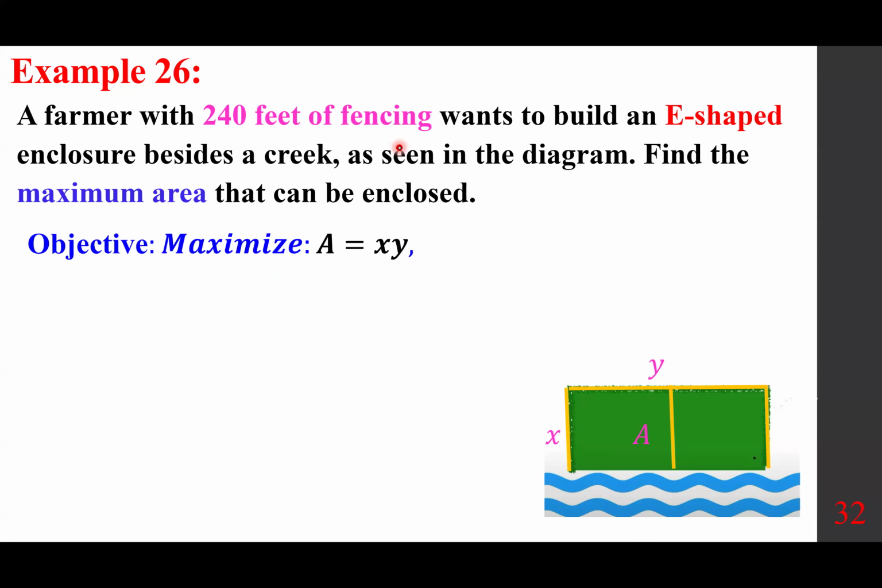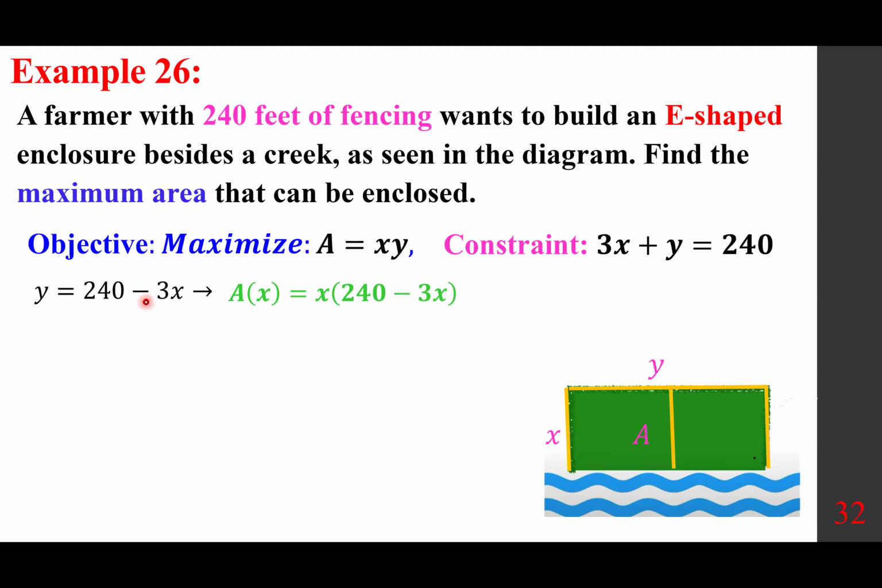We have 240 feet of fencing, so we have 1, 2, 3 x's, and only 1 y. This side doesn't need it. So 3x plus y must be 240. The methodology is very simple. You want this to be a function of one variable, but it's not. So what do you do? You solve for y by moving the 3x, and you put it in here. So A becomes A of x equals x times (240 minus 3x).